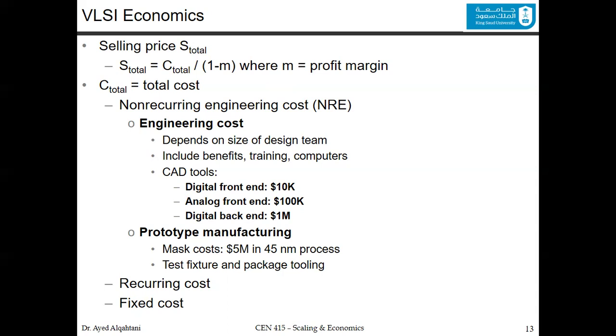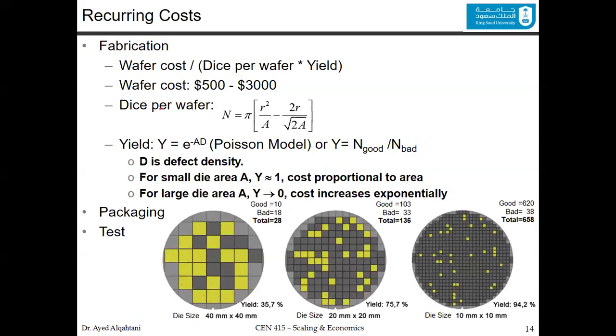Now let's talk about the recurring cost, which is this one. In the fabrication, we have the wafer cost. The recurring cost would be the wafer cost divided by the dice per wafer times the yield. Now the wafer cost is $500 to $3,000. The dice per wafer, or what we call N, is equal to pi times this equation, R squared divided by A, where R is related to the diameter of the wafer, and A is the area of the die, the squares here that you can see in this wafer.